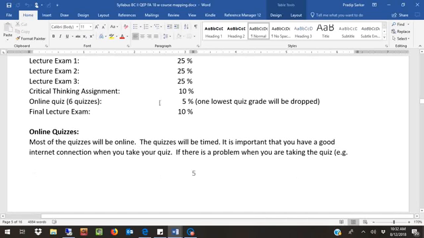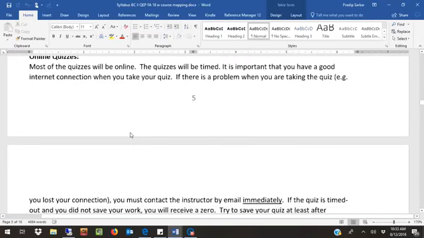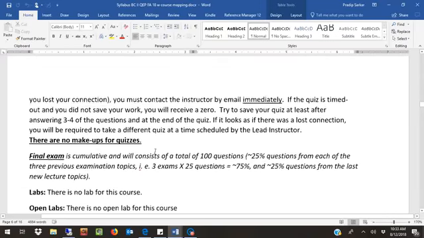We have online quizzes. There will be 6 quizzes, worth 5%. The 1 lowest quiz grade will be dropped, and the final lecture exam is 10% here. The online quiz will be open, and you will see it in the announcement. You need to take it on time. If you are not able to take it on time, you will receive a 0 grade for that. But if you are facing some technical problems, you can always contact me by email. Then I can review and fix that for you.